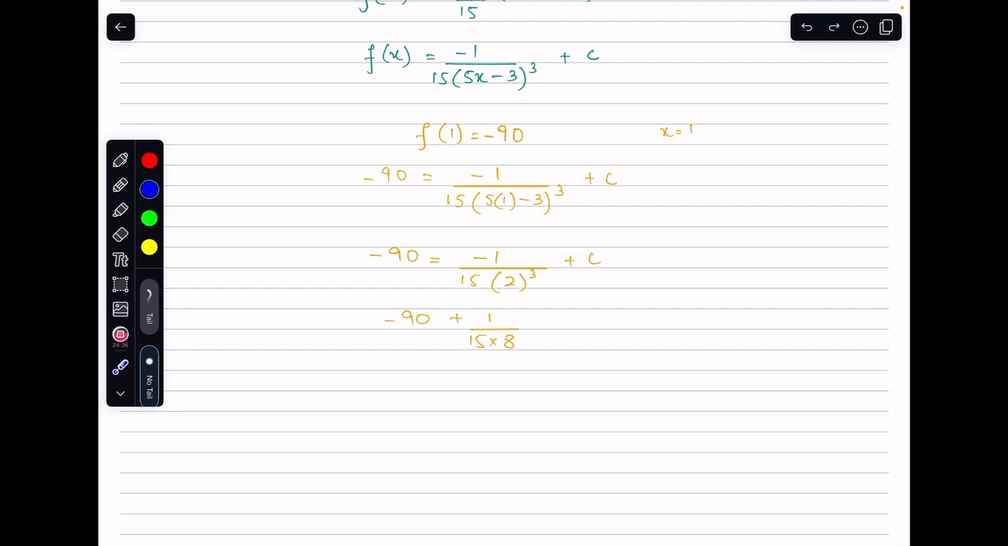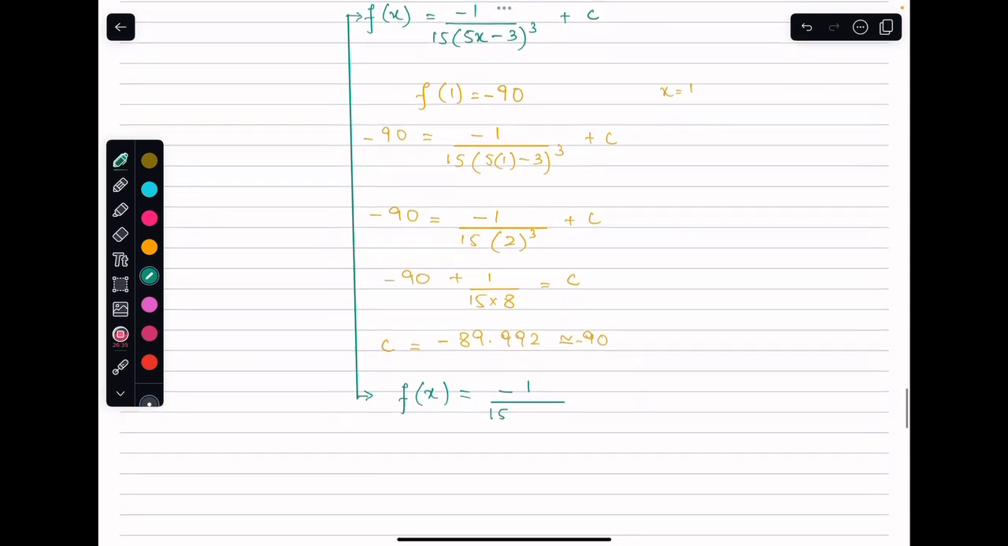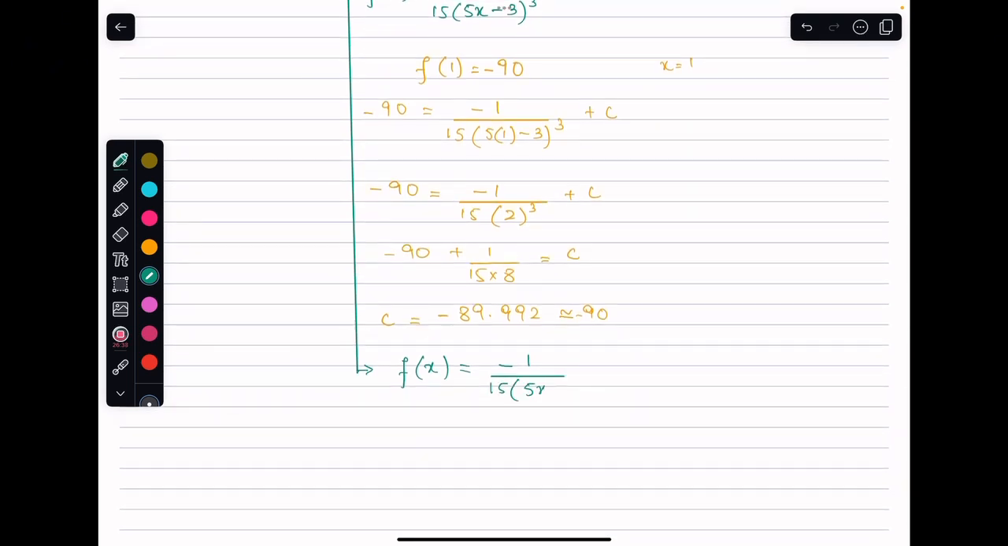So to find this c value, it's going to be negative 90 plus 1 divided by 15 times 2 the whole cube. I'm taking this term on the left side so that this becomes positive. 2 the whole cube gives me an 8, and then this should be equal to the c value. So solving it, my f of x is going to be negative 1 divided by 15 times (5x minus 3) the whole cube, and approximately a negative 90 here. So this is going to be the function equation in terms of x with respect to this question.